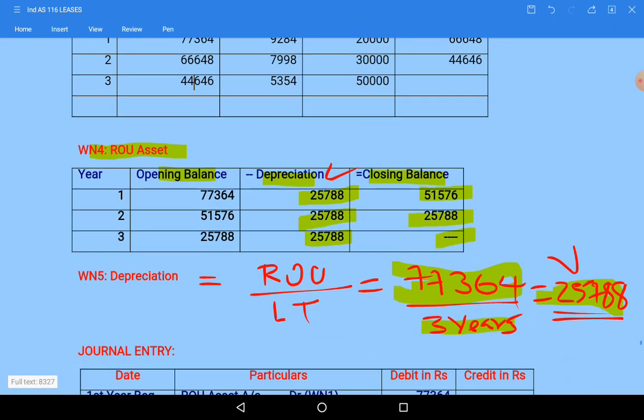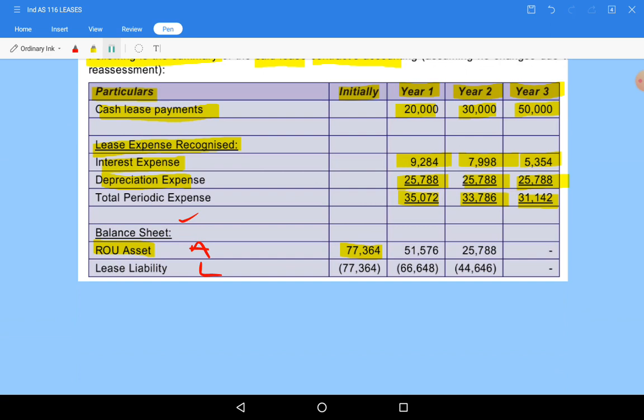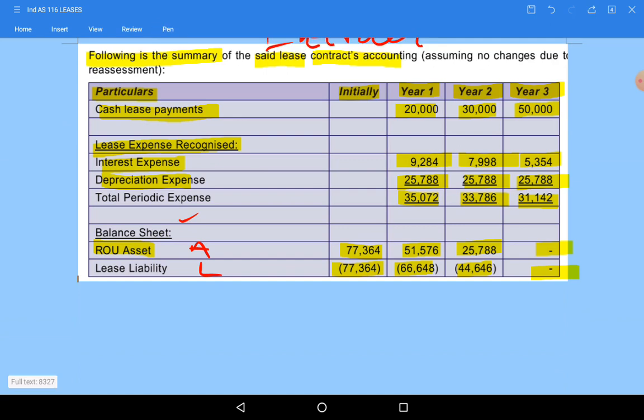Let us see those things. So 77,364, second year, and final year right of use asset. Third year there will not be any asset because lease term is over. At the end of third year there will not be any balance. Lease liability initially, then second year, first year end or second year beginning you can say, and second year this is your liability. At the end of third year there will not be any balance. Okay, here we are ending the answer.